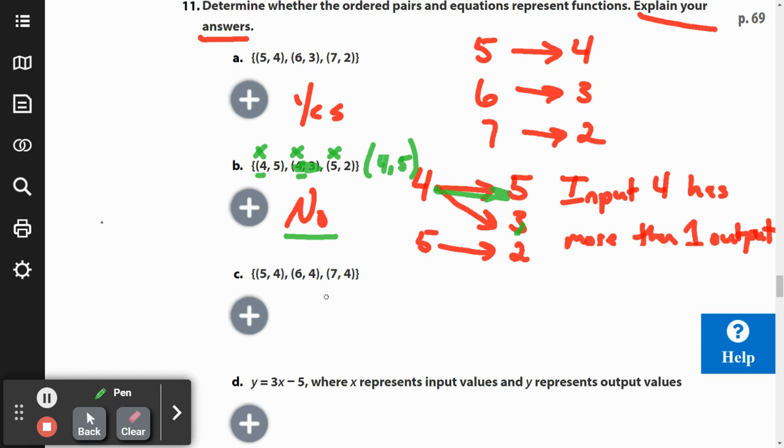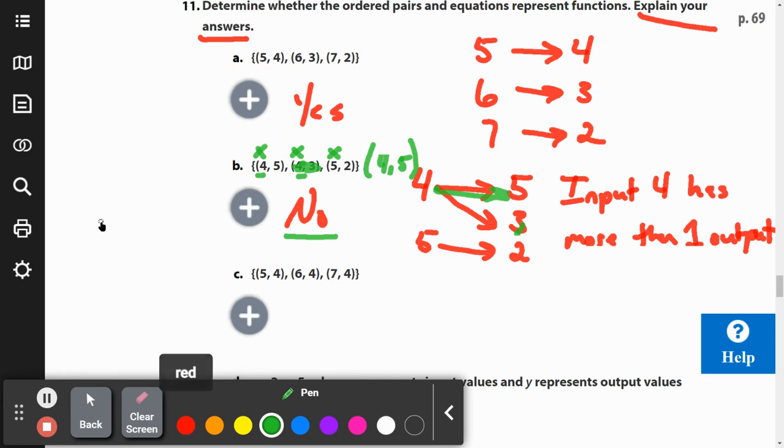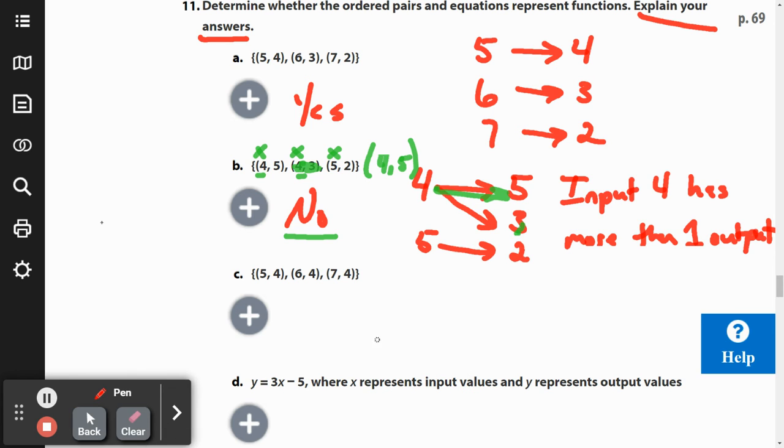All right, so take a look at C. Without drawing the mapping, is it a function? I have 5, 6, 7. Does any of my inputs repeat? No. So yes, the answer is yes.